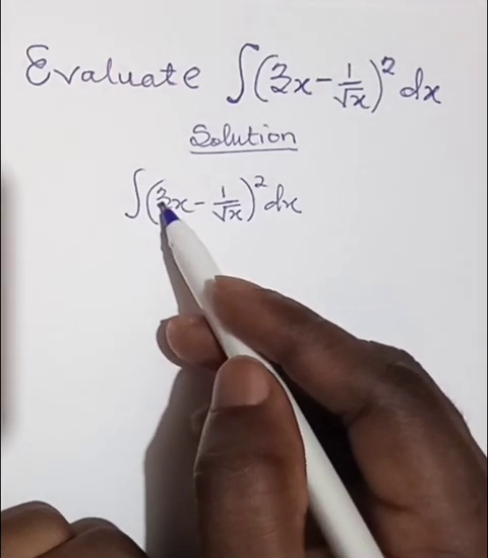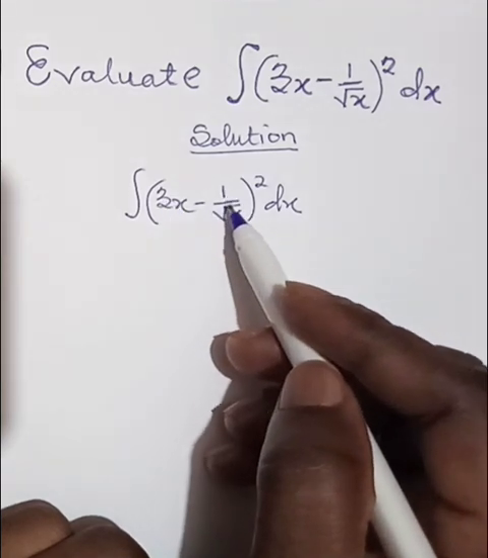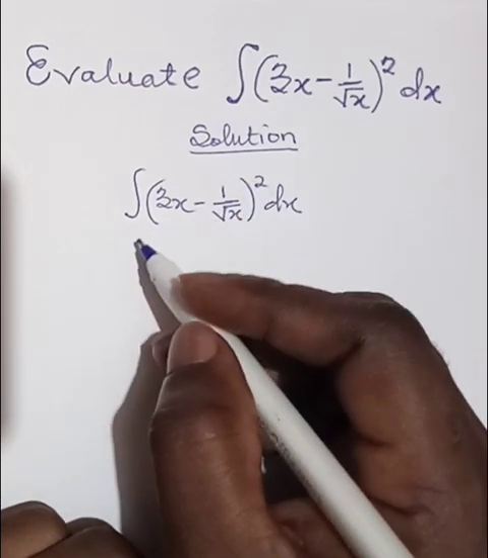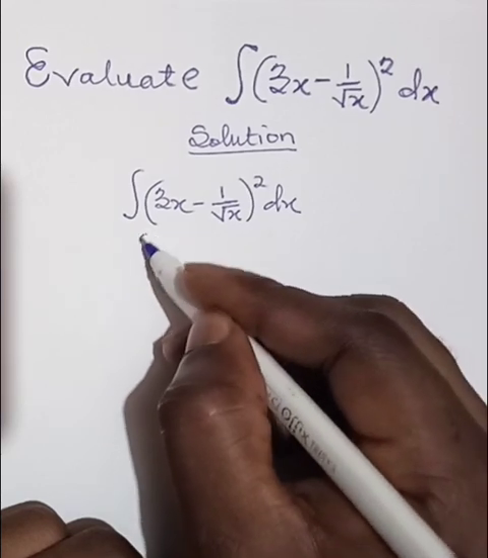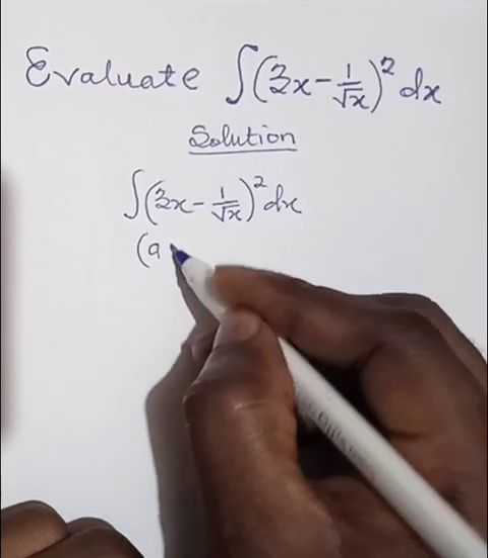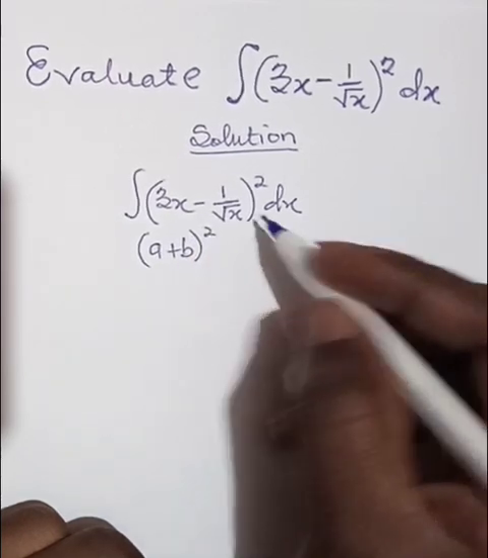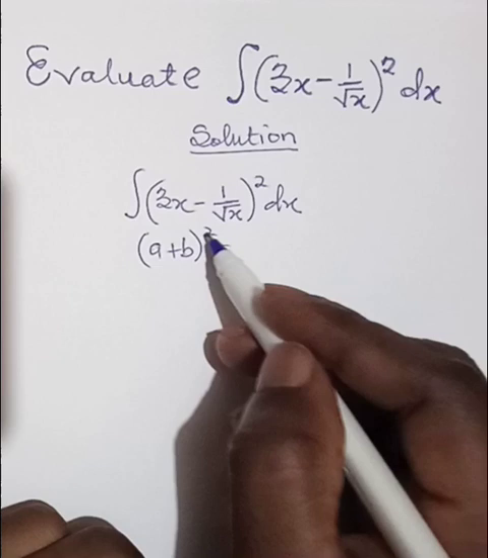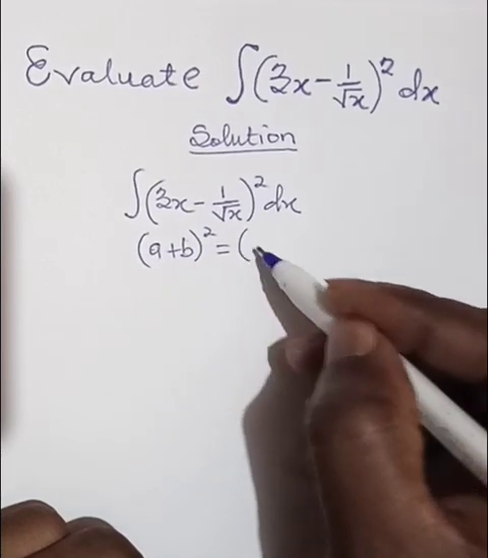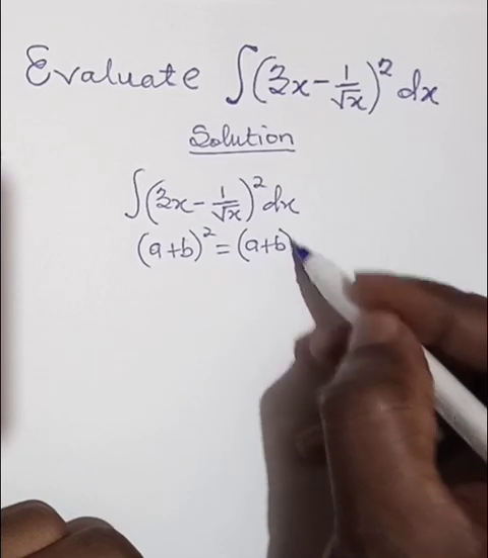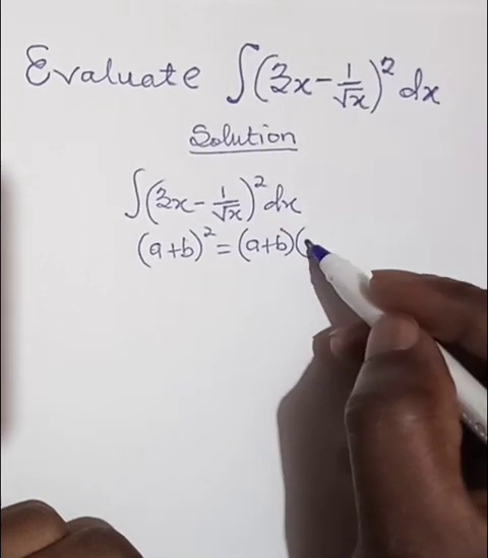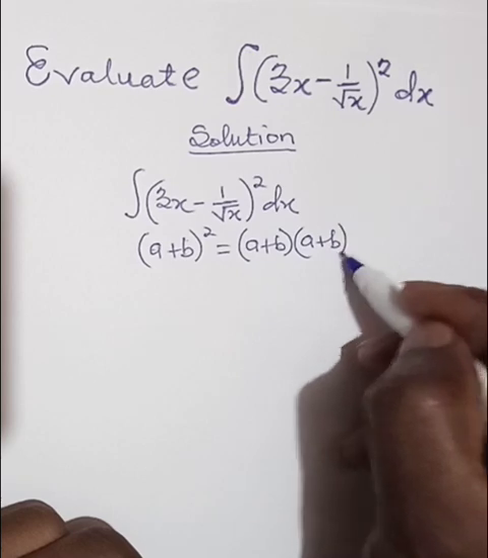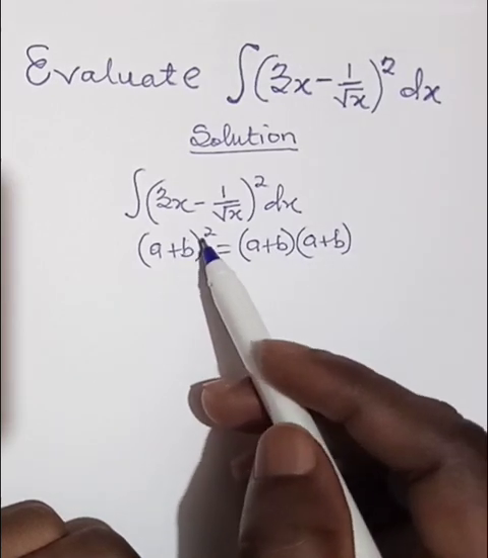So we have 3x minus 1 all divided by root x, all squared. We know that in algebraic expressions, if you have an expression like this, let's say (a plus b) all squared, we can write it as what? That means we are getting two different terms in two different parentheses. So we have (a plus b)(a plus b). Good. So we know that we can write it as this.